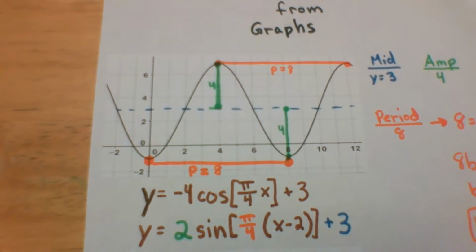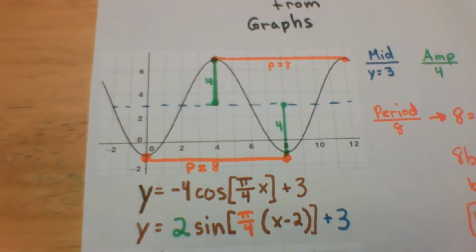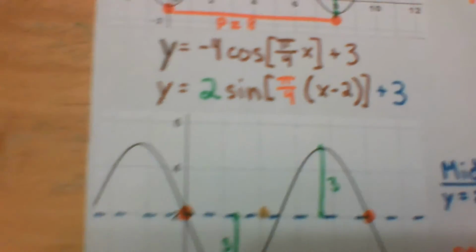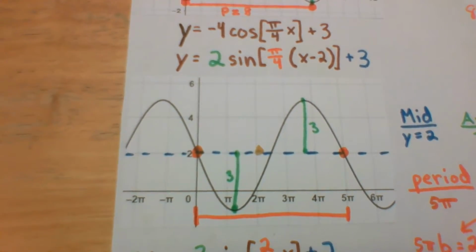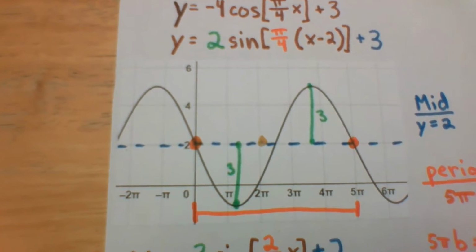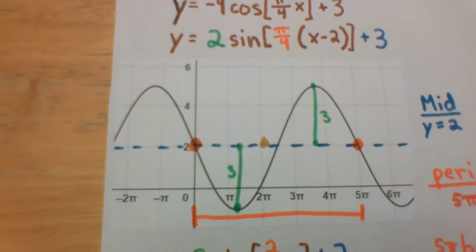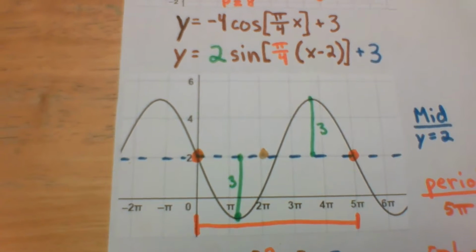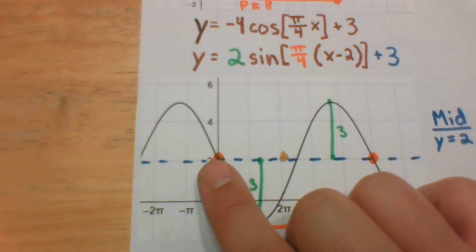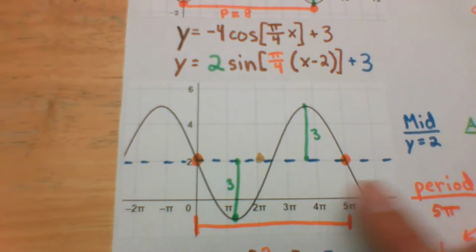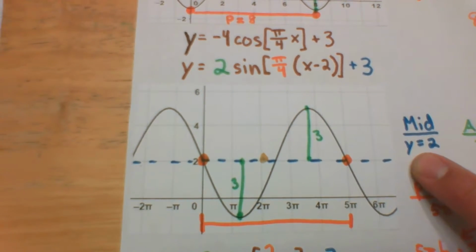All right, let's take a look at one more to make sure you can see how all those pieces fit together. So one big difference with this one is that now the x-axis is counting by pi's, but a lot of it remains the same. We first have to find the middle. So here, the middle is y equals 2. That's my midline.